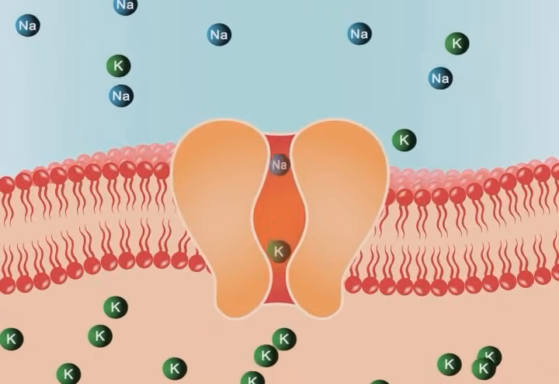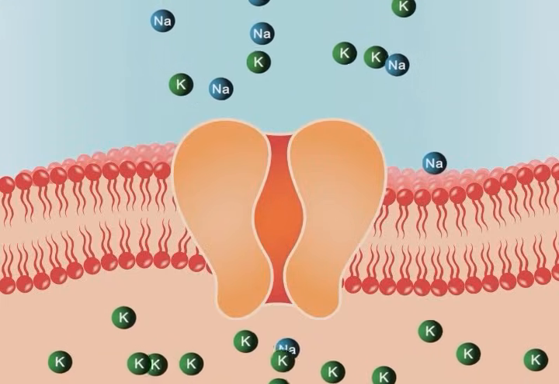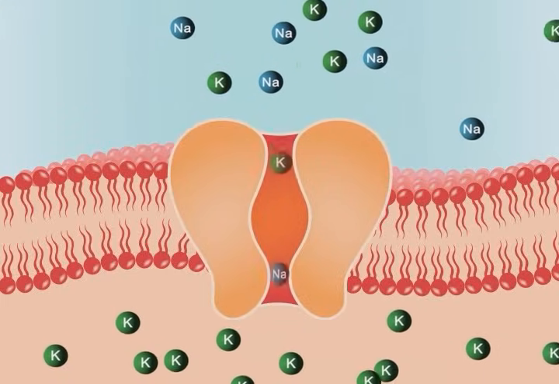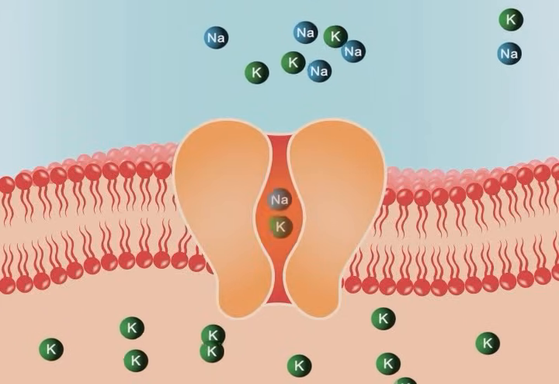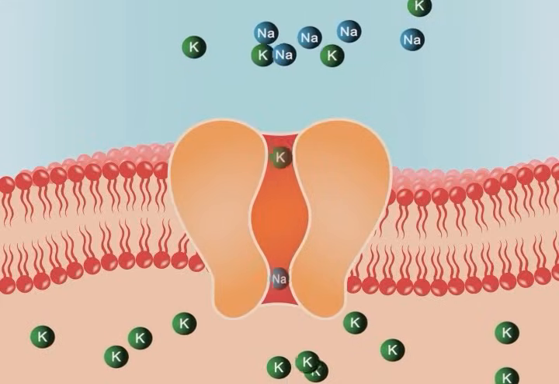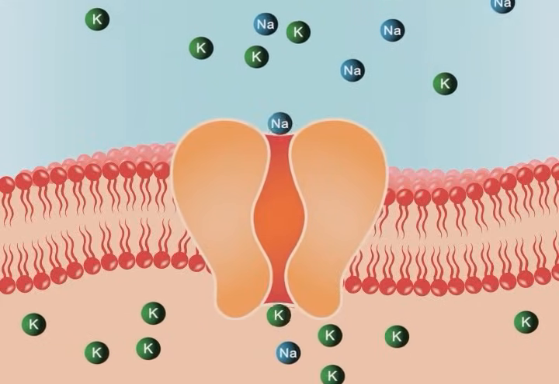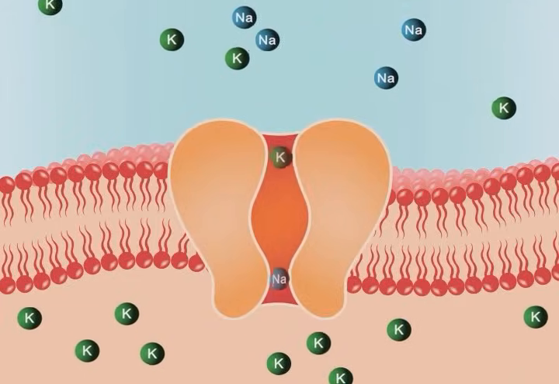This pump transports sodium ions out of the cell while moving potassium ions in. This keeps potassium levels inside the cell 10 to 20 times higher than those found in the environment outside the cell. This pump operates more or less continuously, but it takes an expenditure of energy to do this.